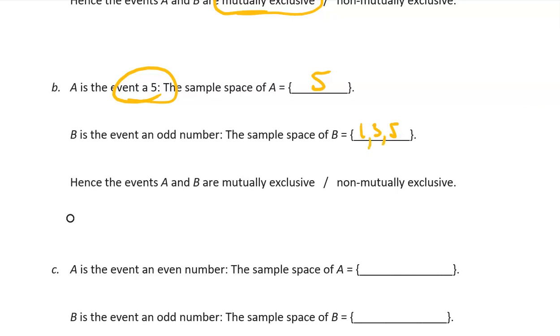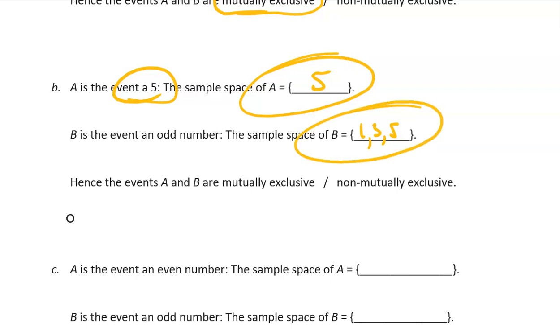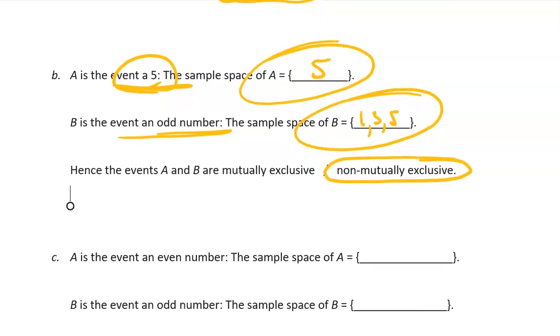Now have a look at these 2 sets, A and B. Is there a common number in both of them? Is it possible to fit into both categories? Is it possible to both be a 5 and be an odd number? And the answer is yes, because there's a 5 in both. So therefore, we are non-mutually exclusive because we can be in both categories.